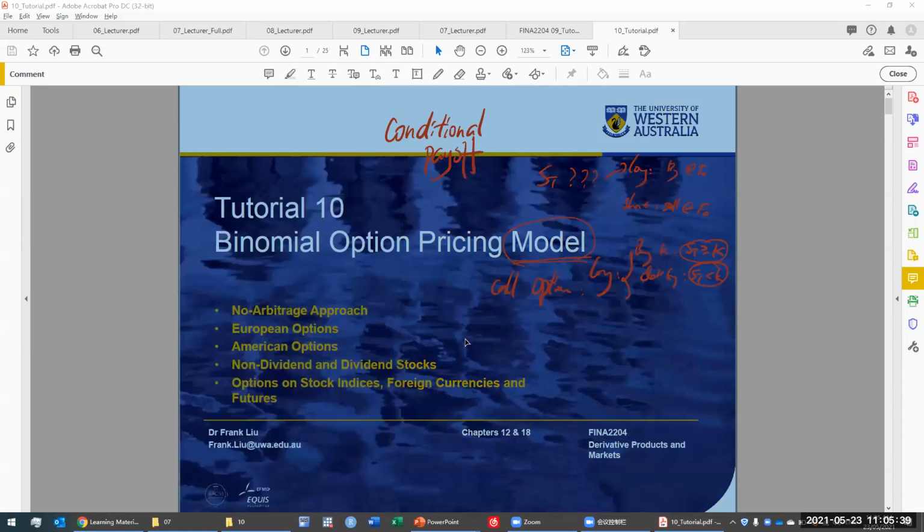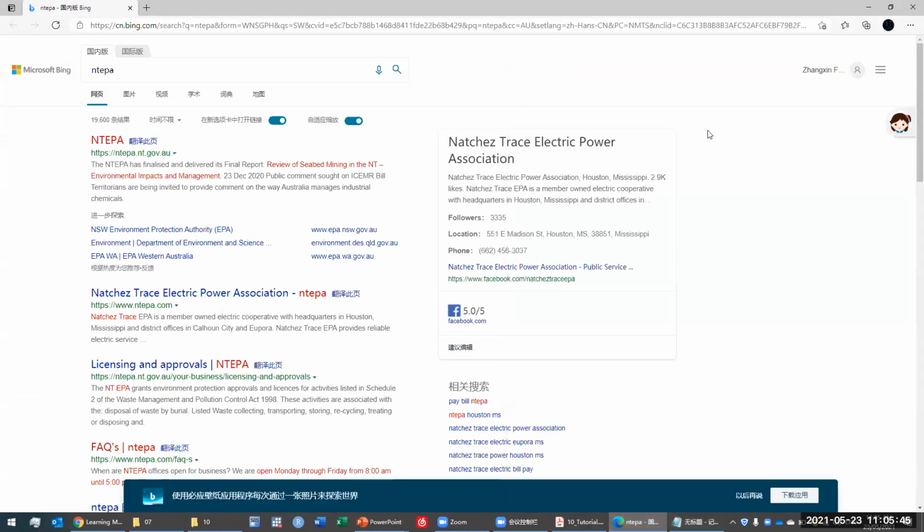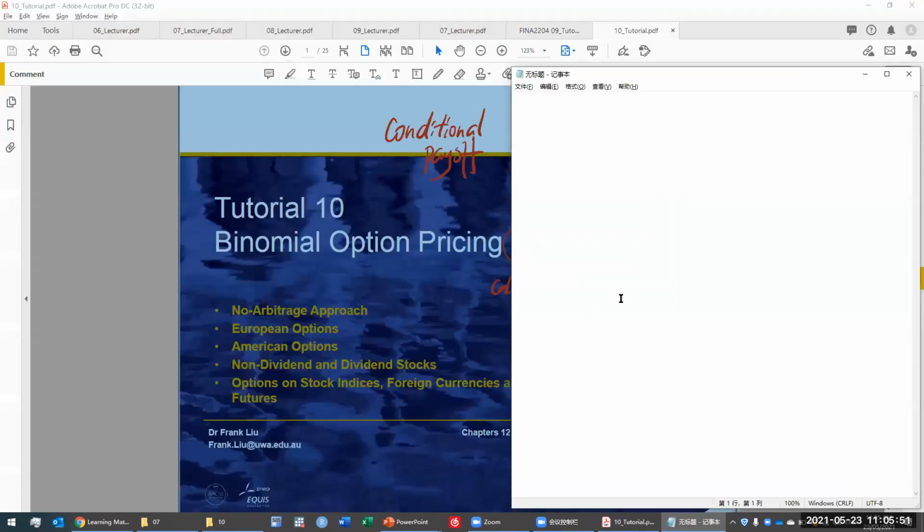Notepad. Oops. It was NT-EPA. So I don't know what NT-EPA is, and after I search it, I still don't know what it is. Anyway, it was supposed to be Notepad.